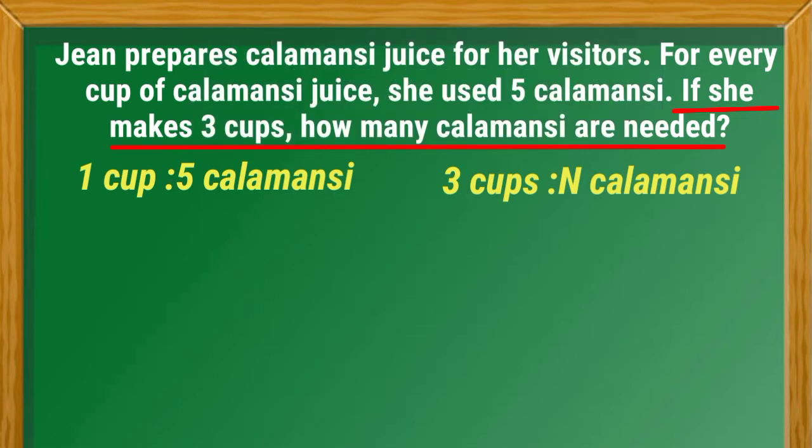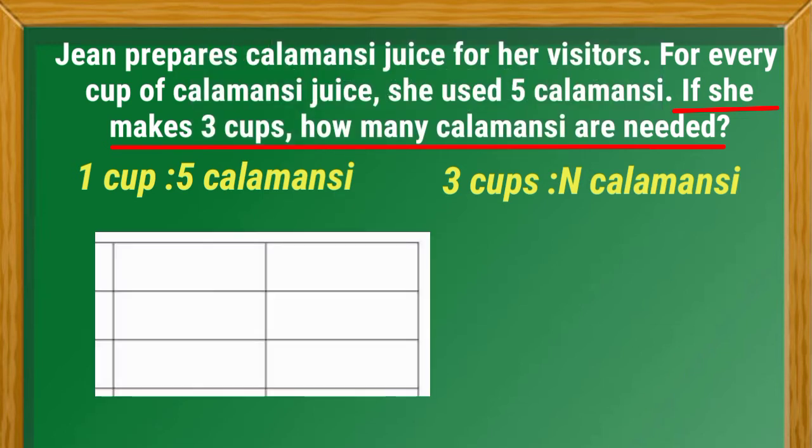To easily solve the problem, we have to make a table. Divide the table into two columns. The first is the number of cups, and the second column is the number of calamansi needed. In the first row, we are going to put the first ratio given. We have every cup of calamansi and 5 calamansi. That represents as 1:5. We are going to put 1 below the number of cups, and we are going to put 5 below the number of calamansi needed.